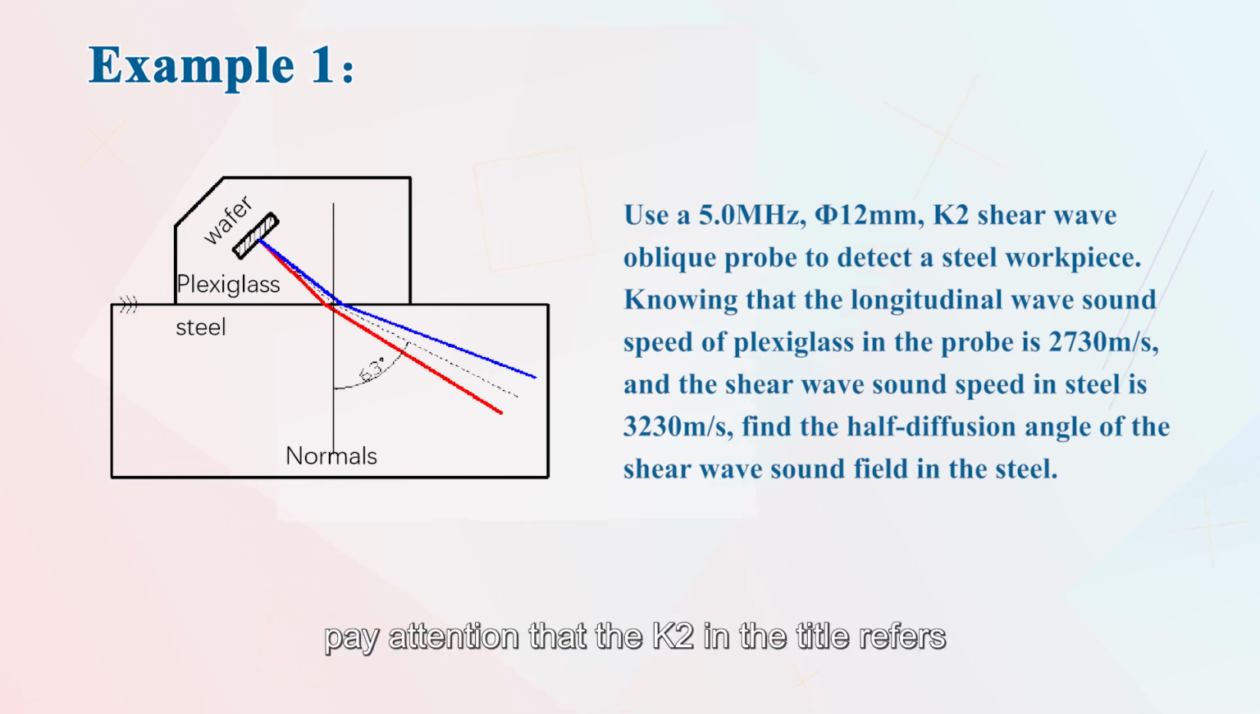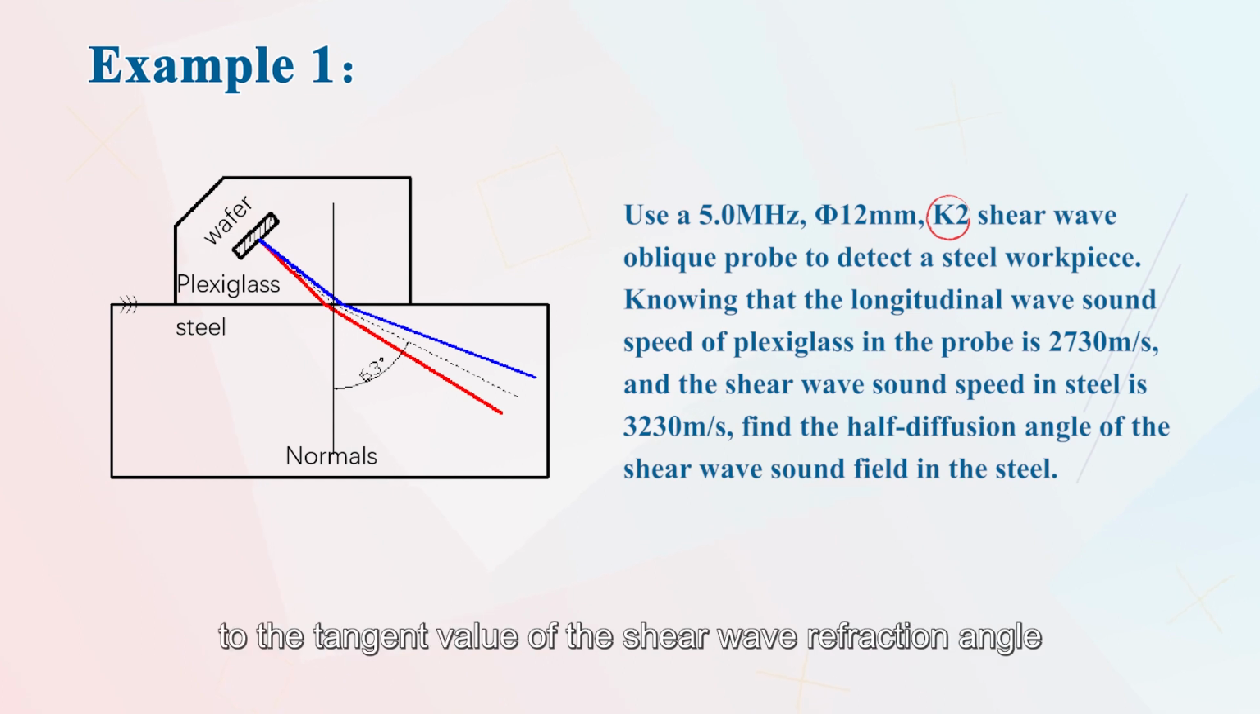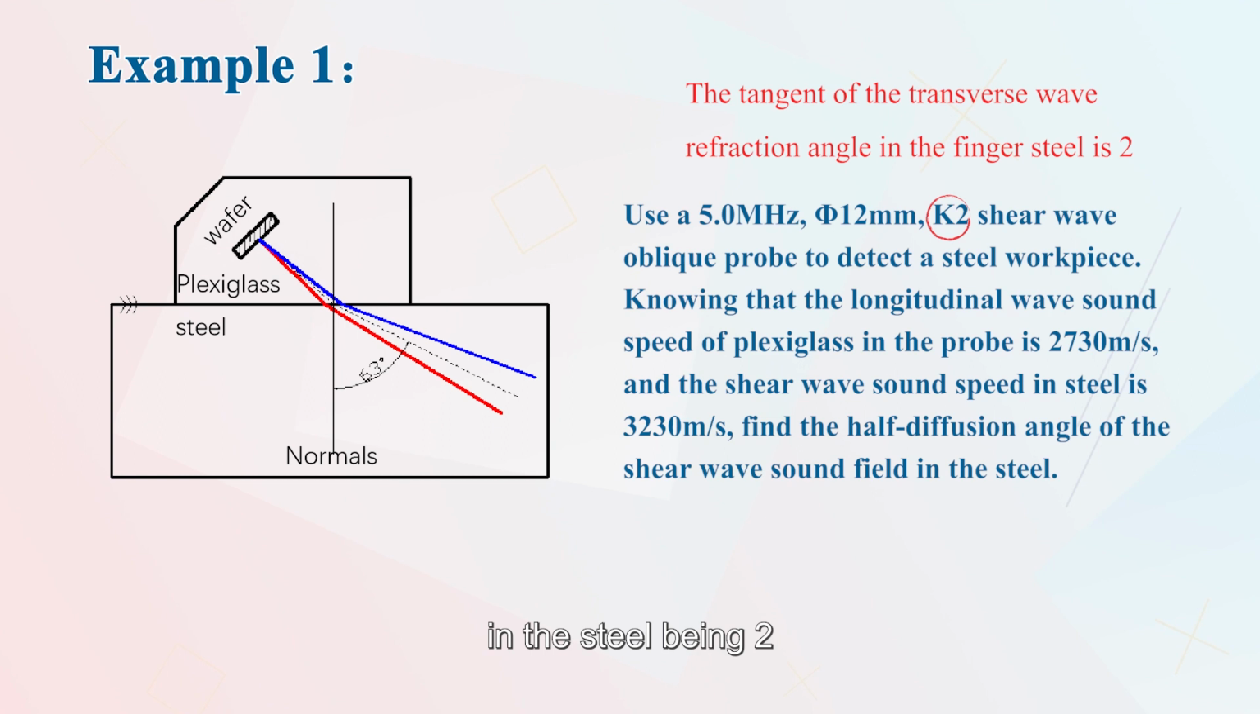First of all, pay attention that the K2 in the title refers to the tangent value of the shear wave refraction angle in the steel being 2.